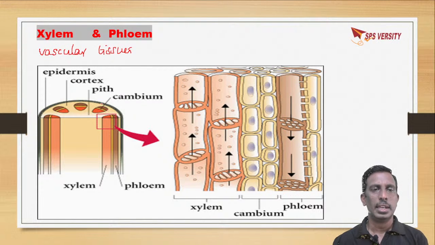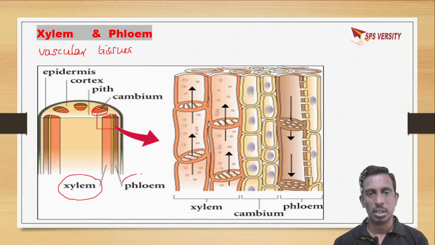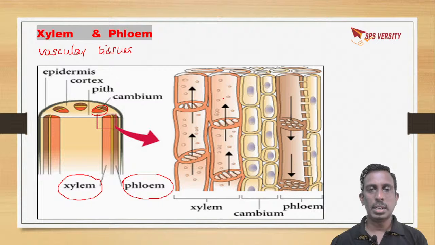So here this is a vascular bundle. Inside the vascular bundle there is xylem and there is phloem, through which the water conduction and food conduction takes place. Water conduction takes place in this direction, that is upwards. Food conduction takes place in this direction.